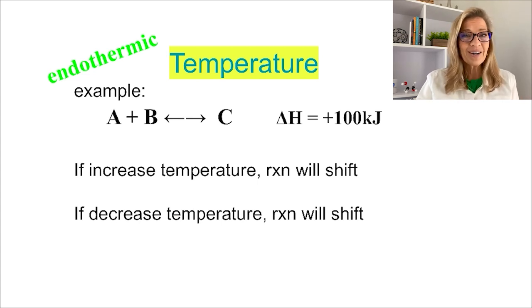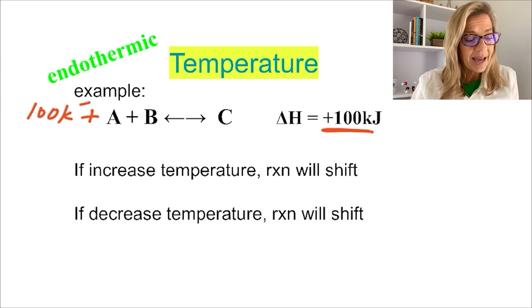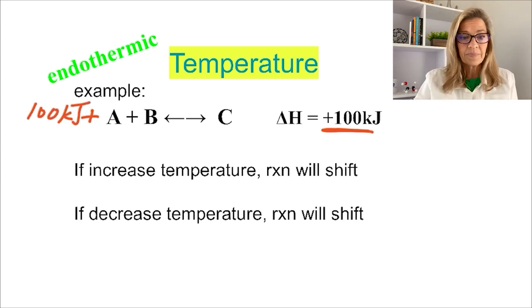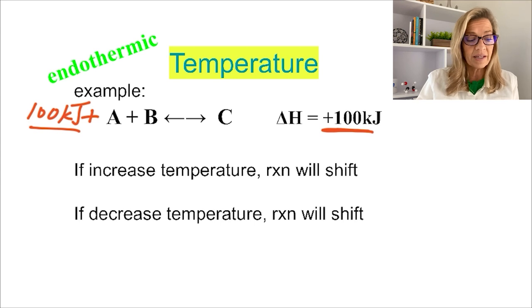Now, it matters if it's endo or exothermic. So here's a little trick that I like to do. If I have a system that's endothermic, you notice I've got a positive delta H. I want to write that energy term as a reactant or product. And because it's endothermic, I know that it is a reactant. Now, increase the temperature. What happens? You're adding more heat to the system. So it's just like adding one of the reactants.